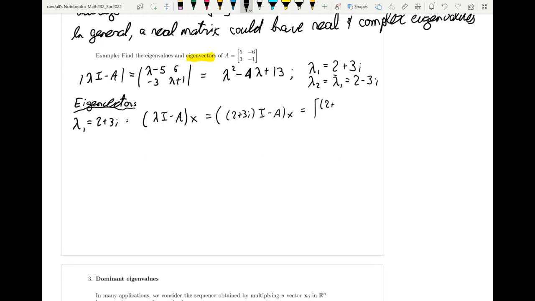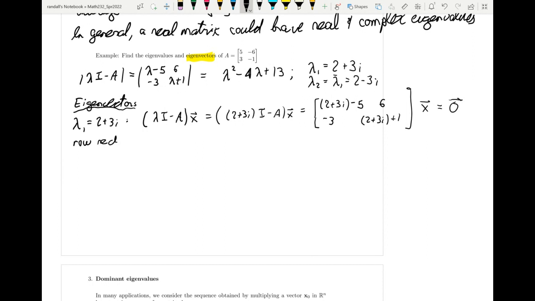So let's write it out. So 2 plus 3i, now minus A, so minus 5, and then 6 is the next entry, and then minus 3, and then in the bottom right corner, I get 2 plus 3i plus 1. So that's my matrix acting on this vector x, and we're looking for non-trivial solutions to that equation. So this is the system we study when we're looking for eigenvectors. So let's row reduce this. It's a homogeneous system, so I'll just work with the coefficient matrix.